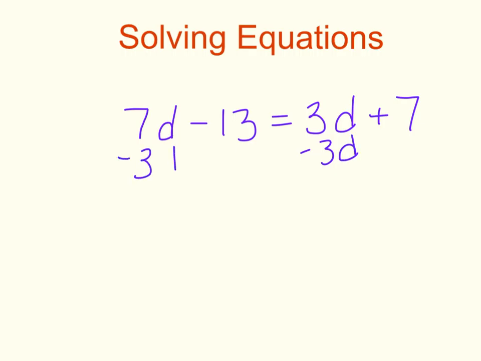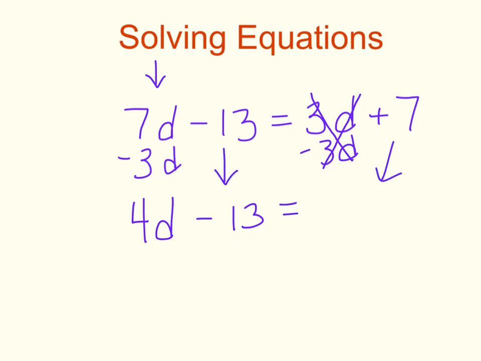And remember, I want to do it to both sides because I want to keep this equal. If I do the same thing to both sides, it'll stay equal. So this side cancels out because 3d minus 3d is 0. And over on this side, 7d, or 7 groups of d, minus 3d, or 3 groups of d, is going to give me 4d. Now I write out the rest of the equation. So I brought down the 13, and that's equal to 7.